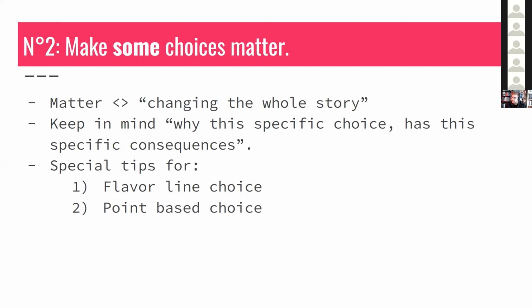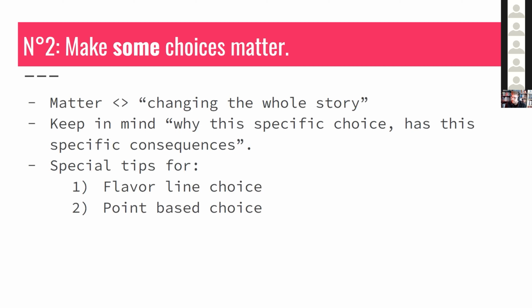And so it's important that I have choices that matter. But mattering doesn't mean changing the whole story or the whole world. It can be small things. It's more the idea that a specific decision has specific consequences. It's easier to do for branching choices because you can have a completely different scene, but here are a few tips for flavor line choices and point-based choices.